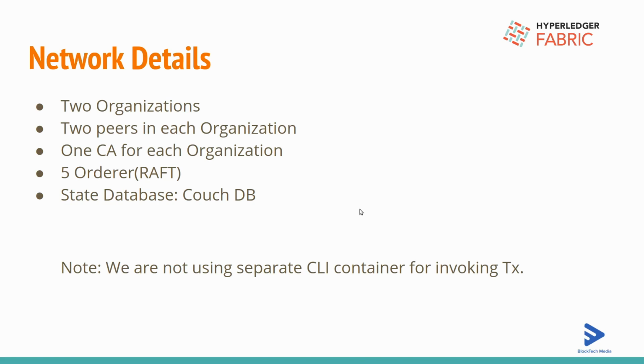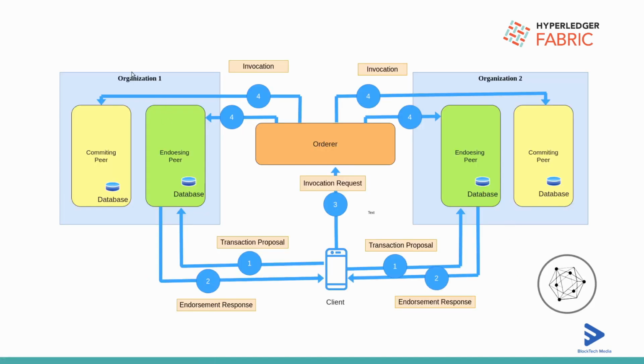And one more thing I would like to explicitly mention here, that we are not using a separate CLI container for triggering these transactions, like creating the channels, joining the channels, or instantiating chaincode, installing chaincode, invoking the transactions, querying the transactions. Coming to the next part, this will be the network structure.